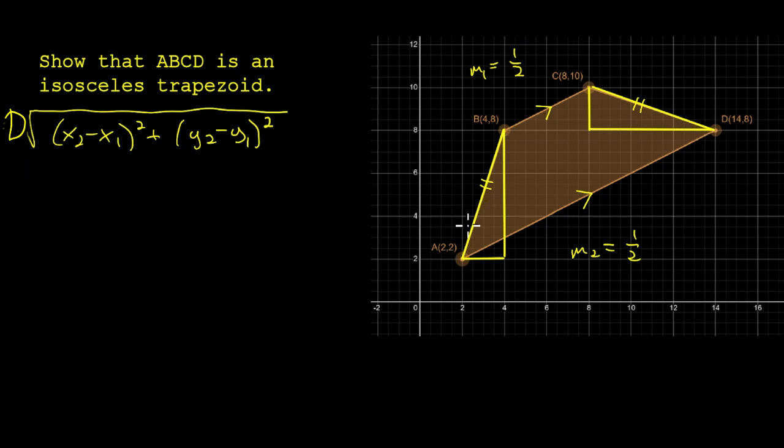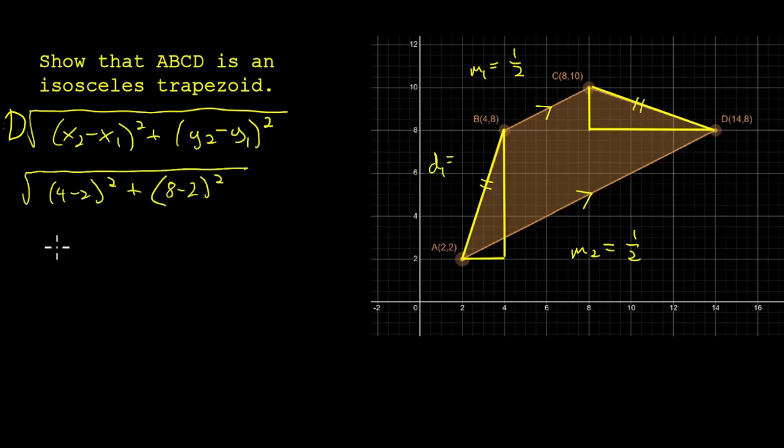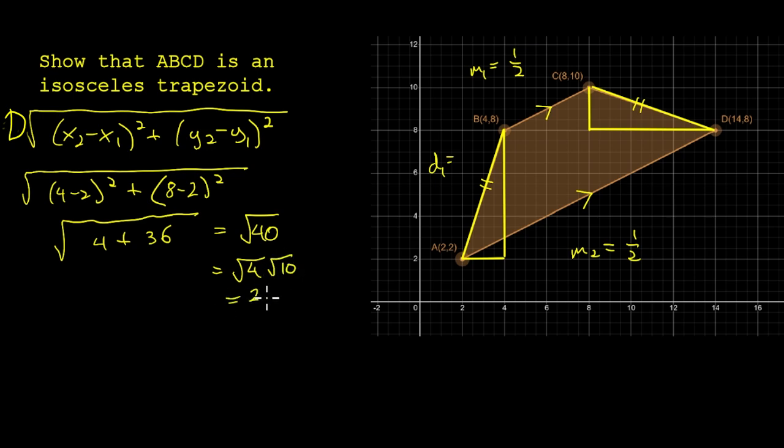So now for this distance right here, D1, we're going to have the square root of 4 minus 2 squared plus 8 minus 2 squared, which then is the square root of 2 squared, which is 4, plus 6 squared, which is 36, which gets us the square root of 40. If you need to reduce it for your class, that is then square root of 4 times the square root of 10, which is 2 root 10. So this is 2 times the square root of 10.